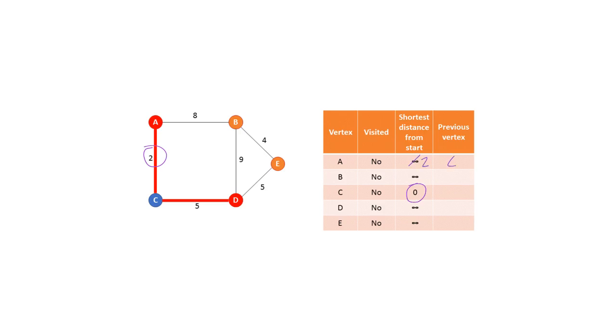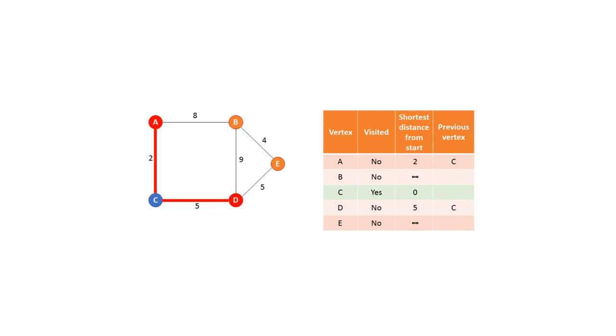We then look at D, and we say D to C is 5. 5 plus the shortest distance from C, 0. 5 plus 0 is 5. So we can now complete our table with this information, and C has been visited.